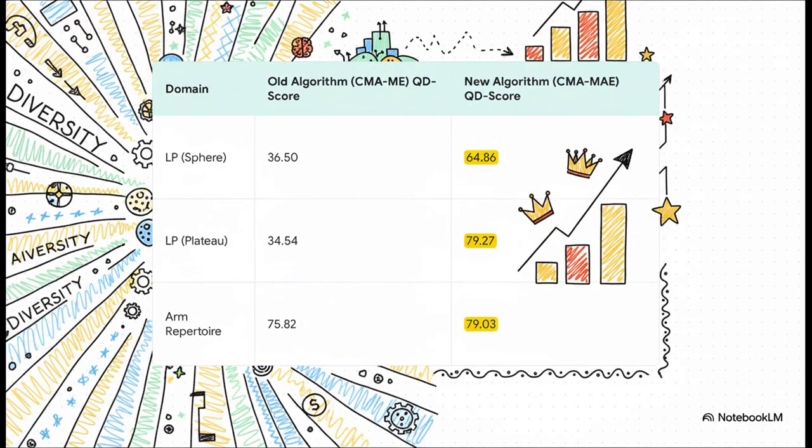And the crucial point here is that it's not just about making pretty pictures. The numbers absolutely back it up. Across a bunch of standard benchmarks, the new algorithm's QD score, which is a measure of both quality and diversity, is just dramatically higher. I mean, look at that. It almost doubles the score on some of these tasks.